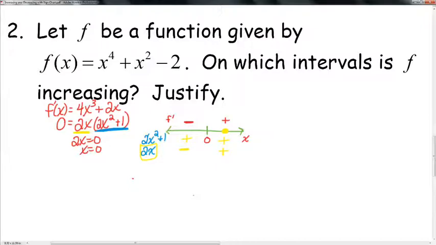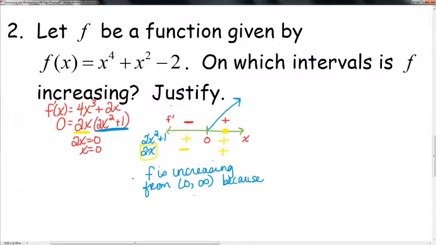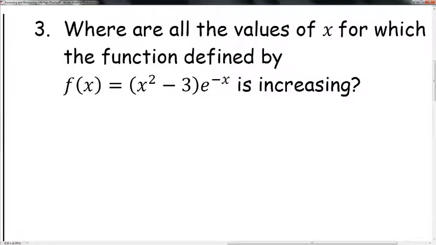So my function is increasing only from 0 to infinity. So f is increasing from 0 to infinity because f prime is positive.